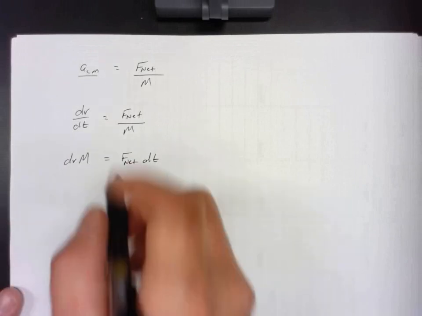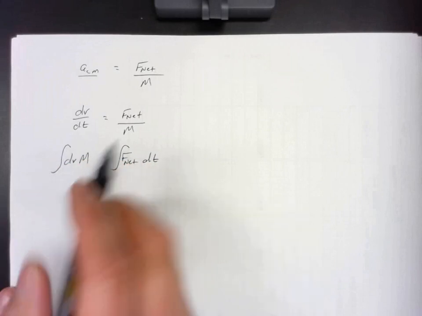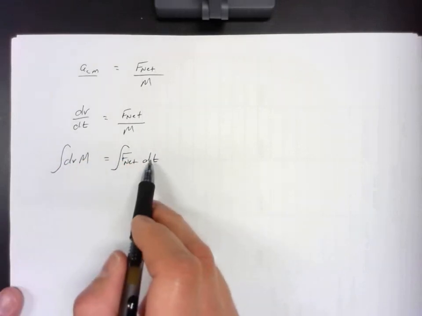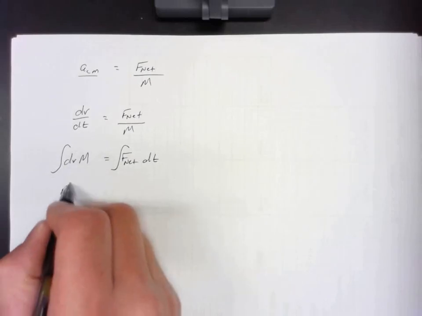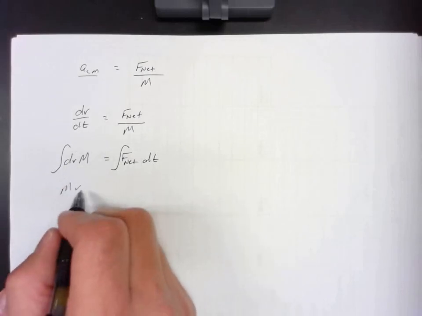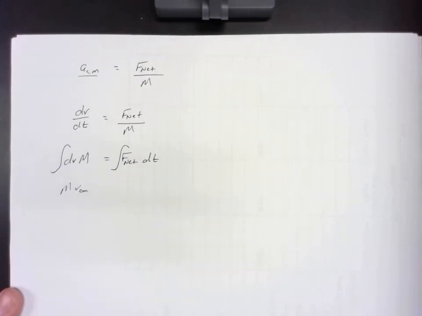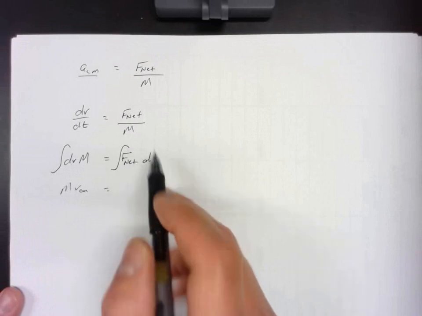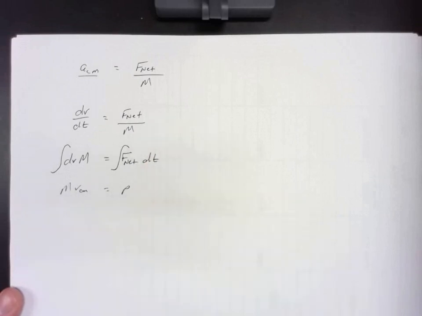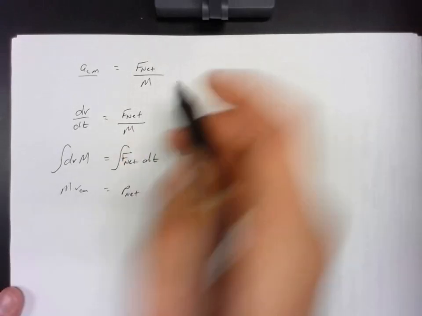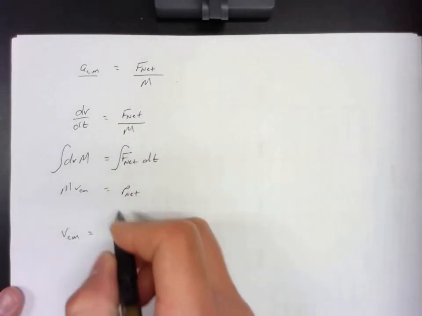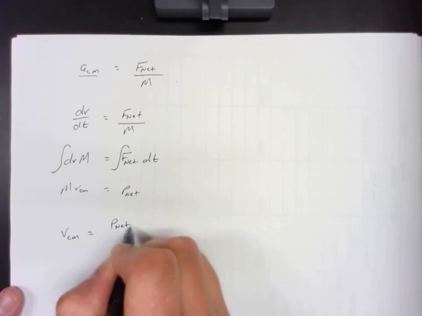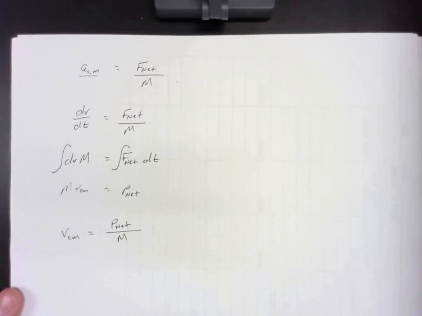if we integrate both sides, this side with respect to v, this side with respect to t, well, this just becomes m times v, and it would actually be the center of mass, because dv turns into v. Well, the integral of force times time is momentum, and it's the net momentum since it's a net force. So just like in this equation, the velocity of the center of mass would be equal to the net momentum divided by the net mass.